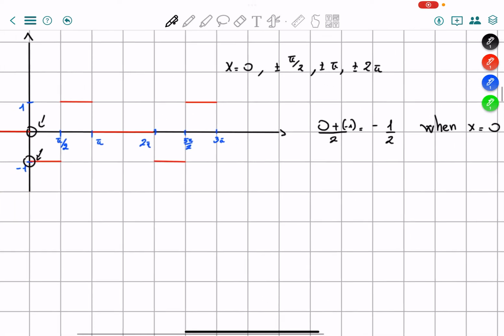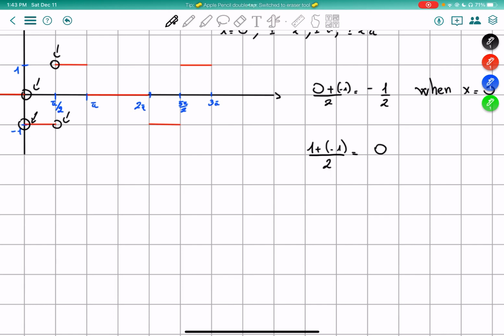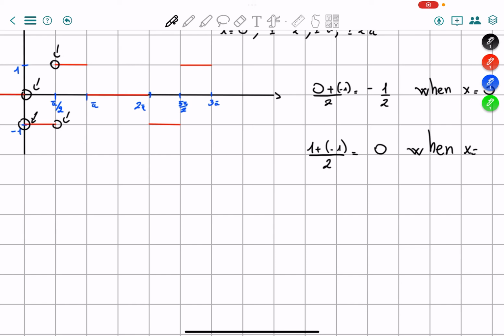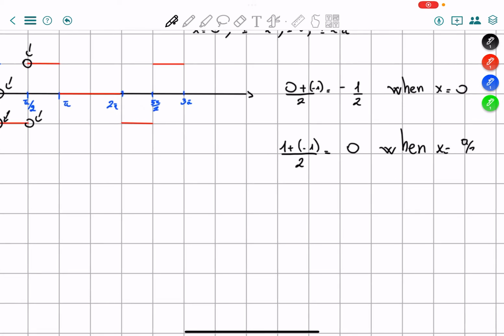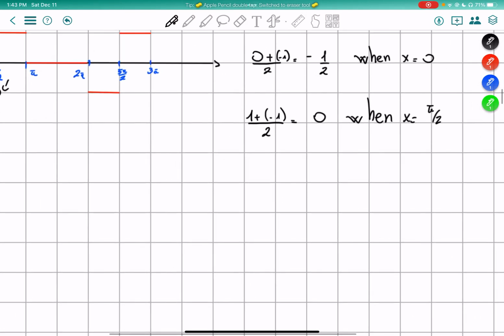And then what about positive pi over 2? Well, we're going to have the point right here. The first one on top is equal to 1, the one on the bottom is equal to negative 1, so 1 plus negative 1 divided by 2 is equal to 0 when x equals positive pi over 2.